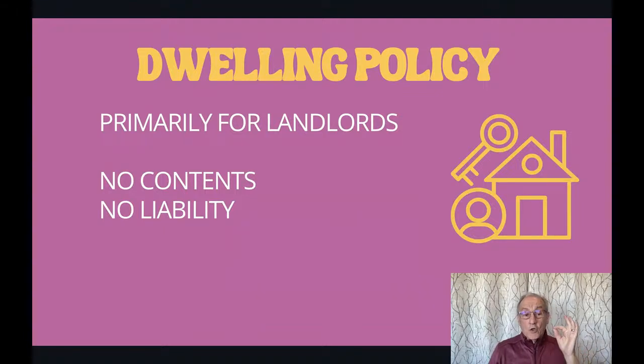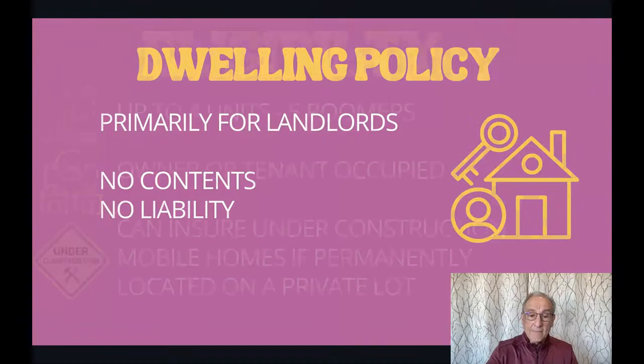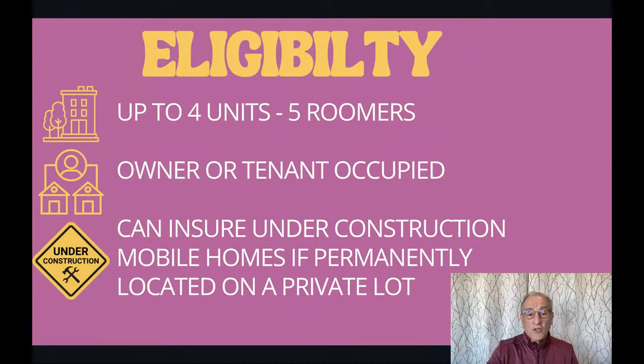Okay. So no contents, no liability is the way it starts off with these policies. Now, to be eligible to get a dwelling policy, we can cover up to 4 units with 5 roomers per unit. Okay, that's not 5 total. So you can have a couple of families in there. The owner can live there or not and get the dwelling policy.